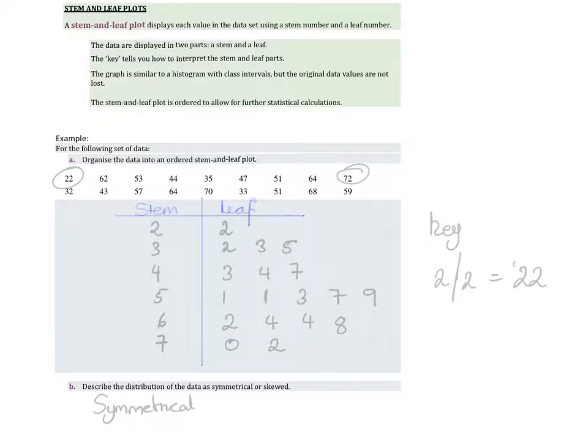So stem and leaf plots are not difficult, but we must be very vigilant about the way we set it out. So the stem must be in order. The leaf must also be in order from smallest to largest, and we must make sure that they are lined up in columns, no commas, and don't forget your key.